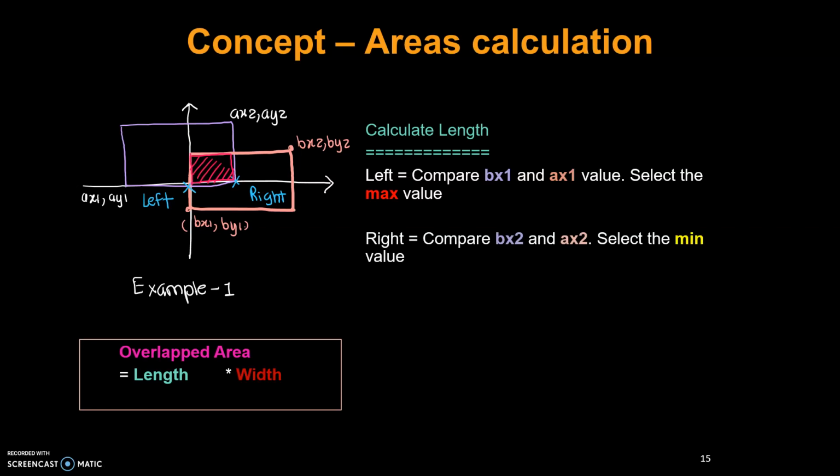For the right, again, we are comparing the right border of each rectangle, bx2 and ax2. Here we can see that we need to select the minimum value to get the correct border for the overlap. So now we have got left and right. To get the length of this rectangle, we simply subtract right minus left.